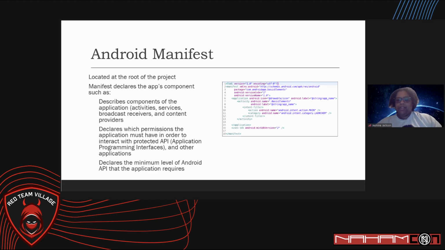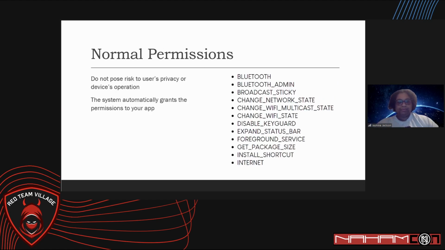So again, with the min SDK version, it will be a number. So you won't see like Android 9.0. You will see the actual numeric equivalent of that. So like SDK version 42, I'm making that up. And then you could correspond that with the operating system that it will use.